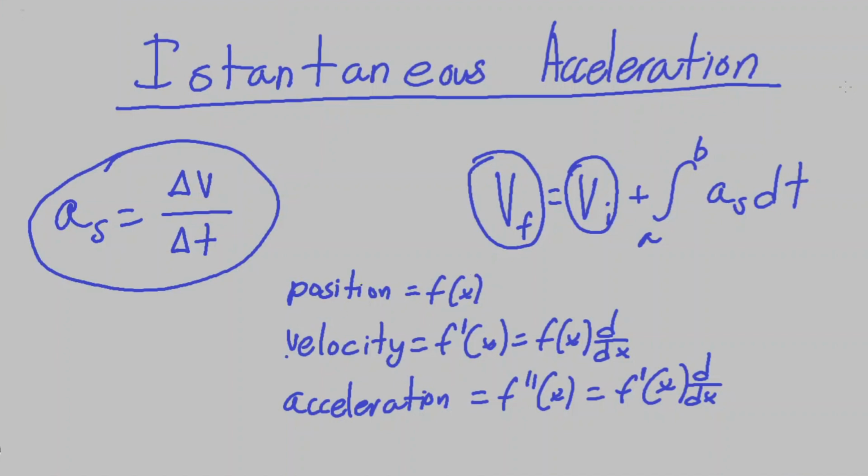And then these are just some rules of thumb. If a graph is a position function, the derivative of the position function graph will be the velocity. The derivative of the velocity graph will be the acceleration. And then vice versa, the antiderivative of acceleration will be velocity, and the antiderivative of velocity will be position.